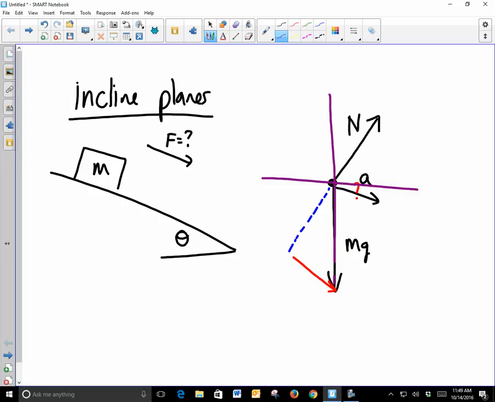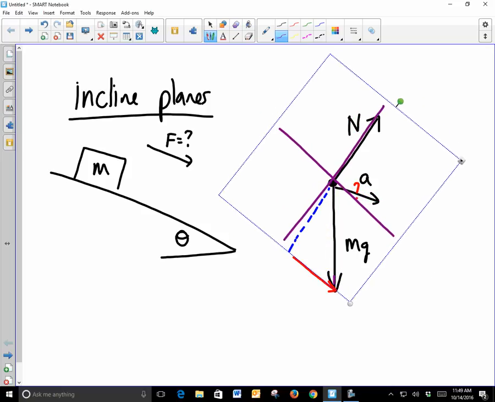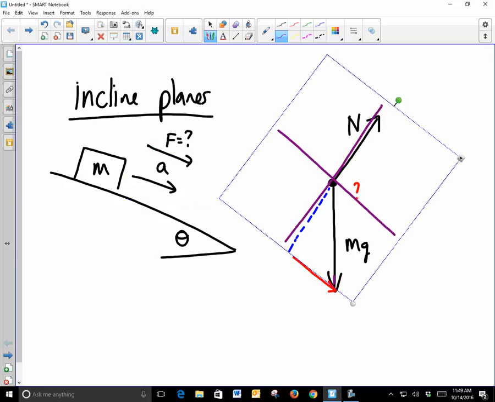So I do a little mathematical trick. I just pretend like the Earth isn't vertical anymore. I pretend like the Earth is tilted at the same angle that this thing is. So what I can do is I can just rotate my axes. Why not, right? Who wouldn't? That's right. It makes perfect sense, right?